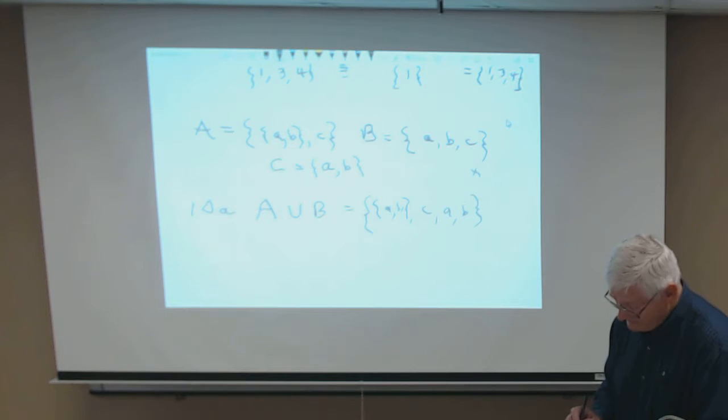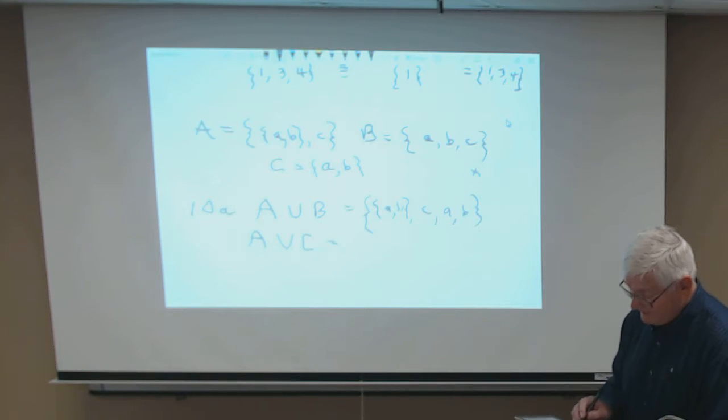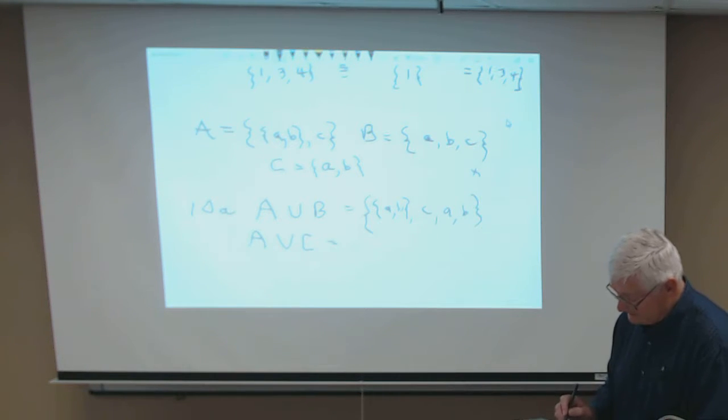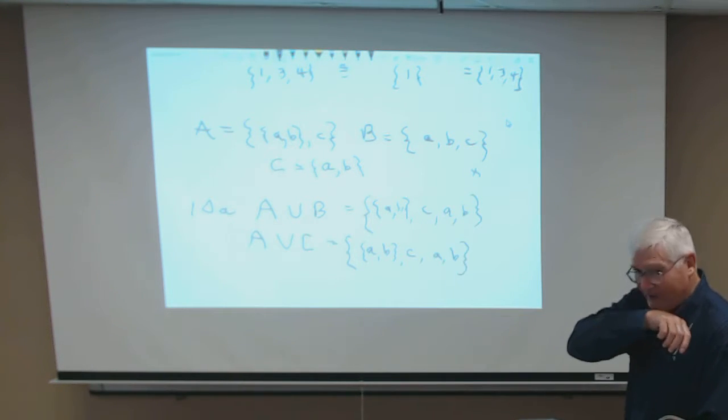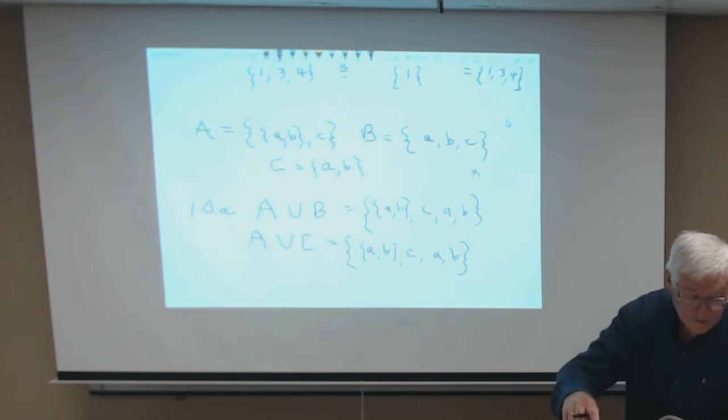What's A union C? Here's A, which is this little set AB, and then C, and then I add to that A and B. Everybody follow the process? Good.